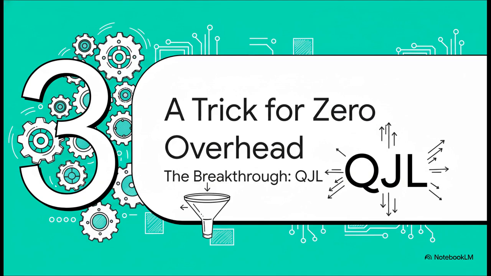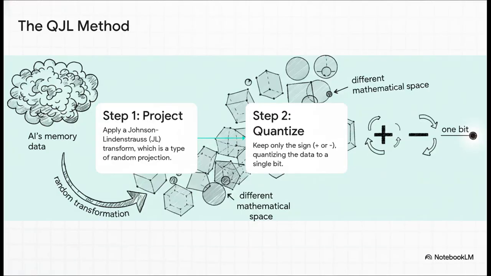And this is where our story takes a really cool turn, because researchers came up with a new technique to get all the amazing benefits of that compression with absolutely none of the overhead. It's called QJL. The way QJL works is just so elegant. First, it takes all the data in the AI's memory and uses a special kind of random transformation to project it into a whole new mathematical space.